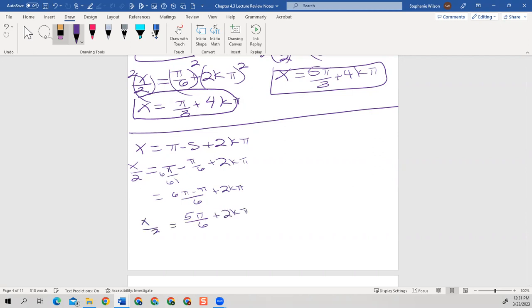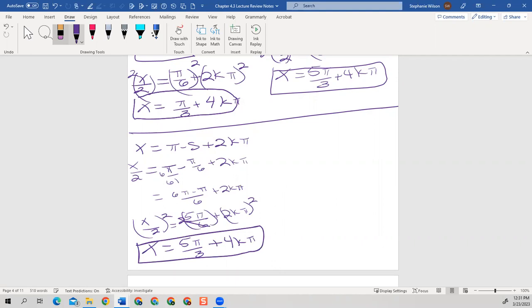It's equal to x halves. We're going to multiply each part by 2 to undo the fraction. So I have x is equal to, and these 6 and 2 reduce, leaves me 5 pi thirds plus 4k pi. We already have that one up there, so we don't need to write it twice, okay? So you notice you got it up there, very good.